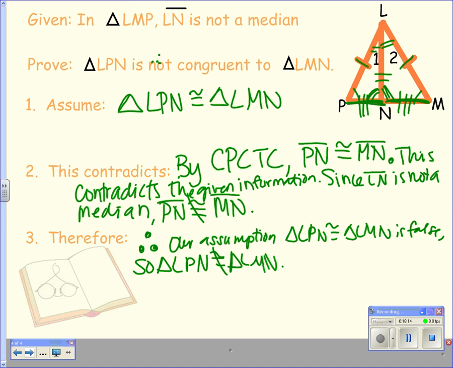Okay, what are the three parts to an indirect proof? Part one, assume what? The conclusion is false. Whatever they ask you to prove is false. Then what? Find a contradiction. How are you going to find a contradiction? What do you use? Theorems, postulates, definitions, or the given information. And then third step, therefore, our assumption is wrong, so the conclusion is correct. Does that make sense? Okay.